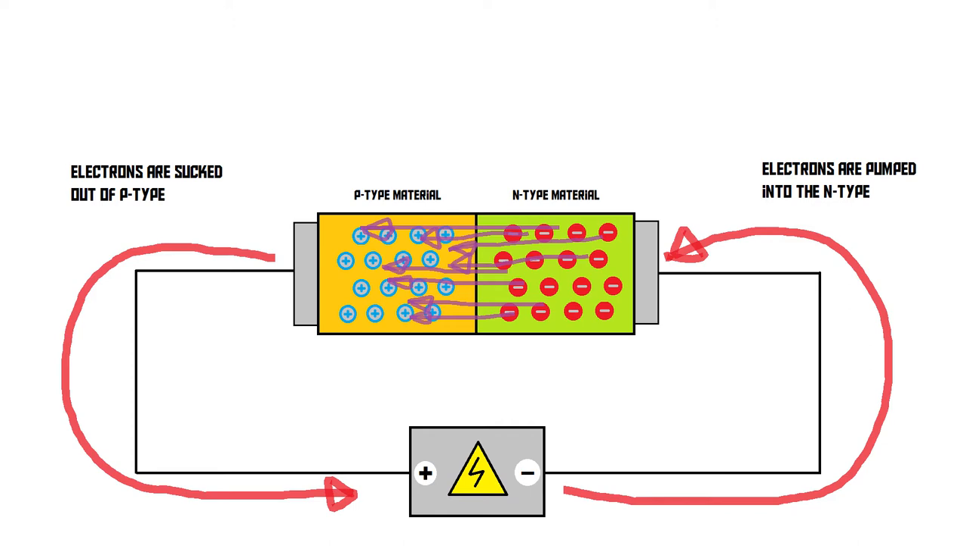And that way we get a current running through this diode, where electrons are constantly filling up those holes. But because the power supply is turned on, this keeps going and going, and that's why we've established a constant current through the diode.